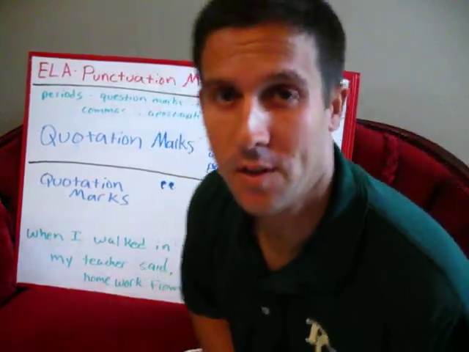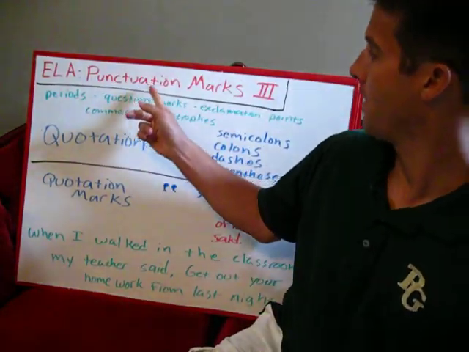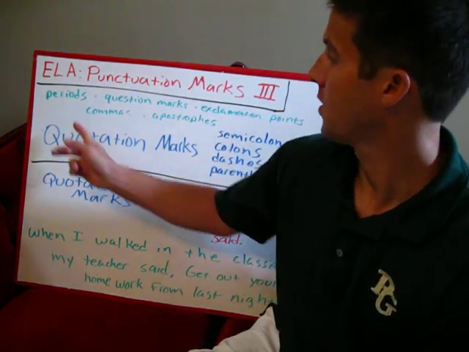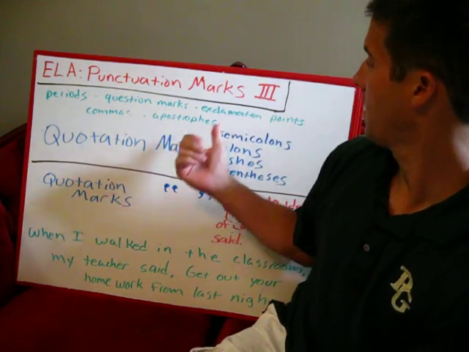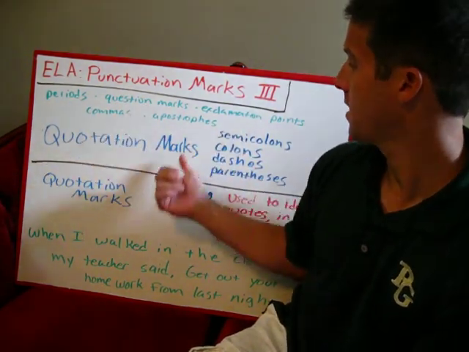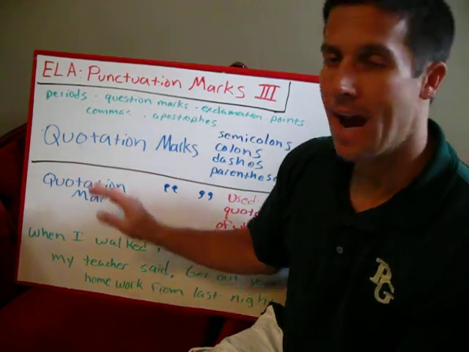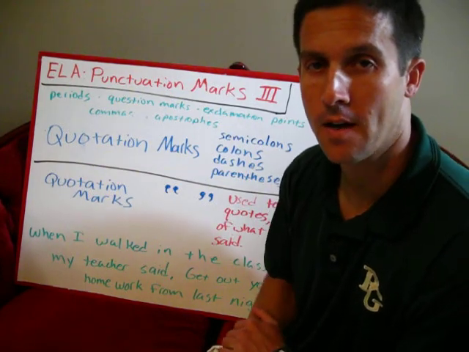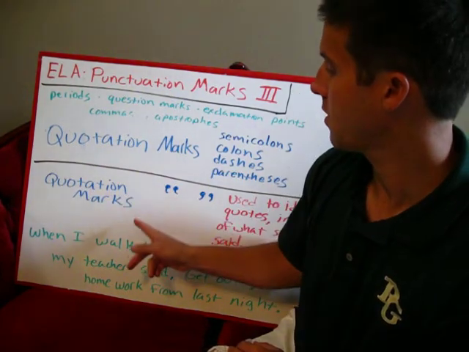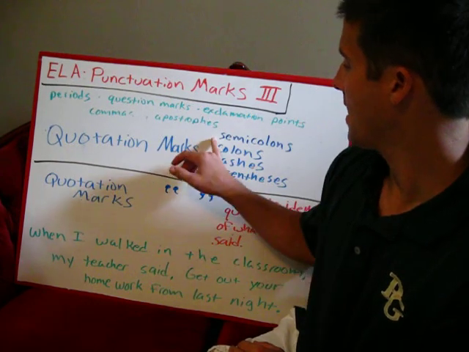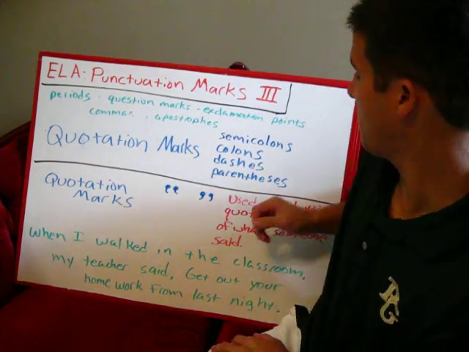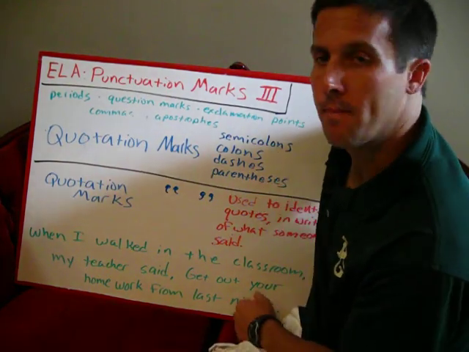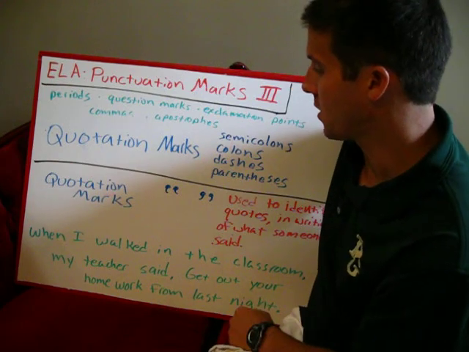Mr. Kent again here with our last video for punctuation marks. If you haven't seen my other first two, we talked about periods, question marks, exclamation points, commas, apostrophes, and now we're going to talk about some that are not usually used in normal writing, but I want you to know them. We're definitely going to talk about quotation marks. And then I'm just going to get you familiar with the names and what they look like of semicolons, colons, dashes, and parentheses. Alright, first let's go to quotation marks.